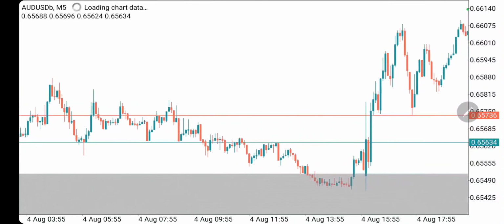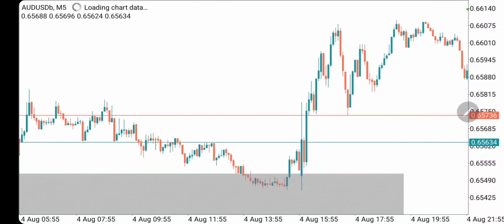You can see this is the zone we just drew. So you can see that there was a break of structure. The market was actually having a lower low and lower high, coming down to the zone. So this is a lower high, lower low, lower high, lower low, and so on. You need to know how to depict this. I've done a video on market structure.